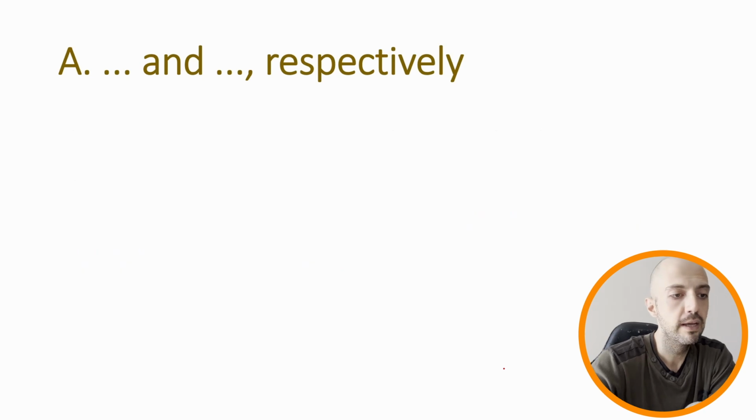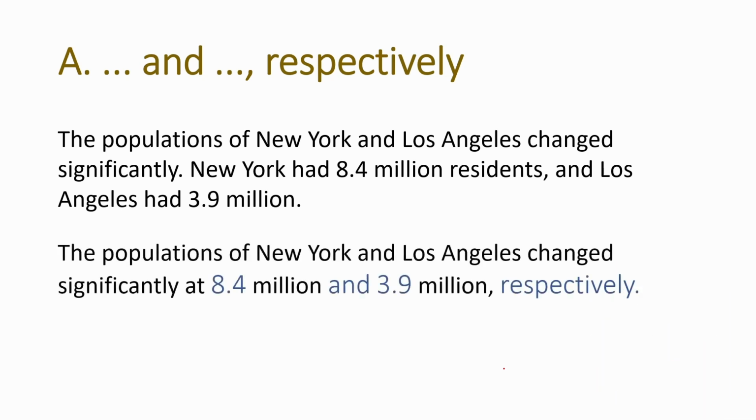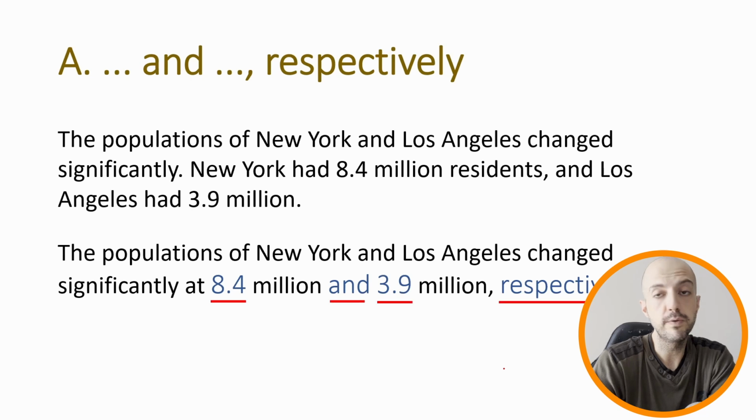The third example, the populations of New York and Los Angeles changed significantly. Significantly means a lot. New York had 8.4 million residents and Los Angeles had 3.9 million. Let's rewrite it. The population of New York and Los Angeles changed significantly at 8.4 million and 3.9 million, respectively. All right. So I think this one is clear enough. Let's move on to the next chunk or phrase.